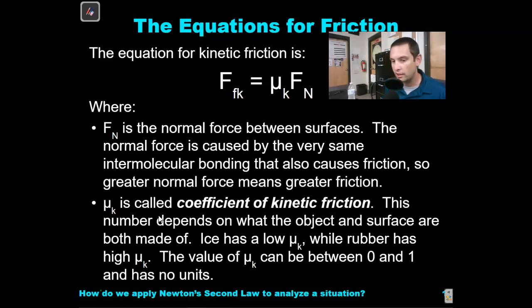Ice has a low coefficient of kinetic friction, while rubber has a high coefficient of kinetic friction. The value of mu sub k can be between 0 and 1 and has no units. If we solve this equation for mu sub k, we would divide out Fn from each side, and we would get mu k equals the force of friction over the normal force.